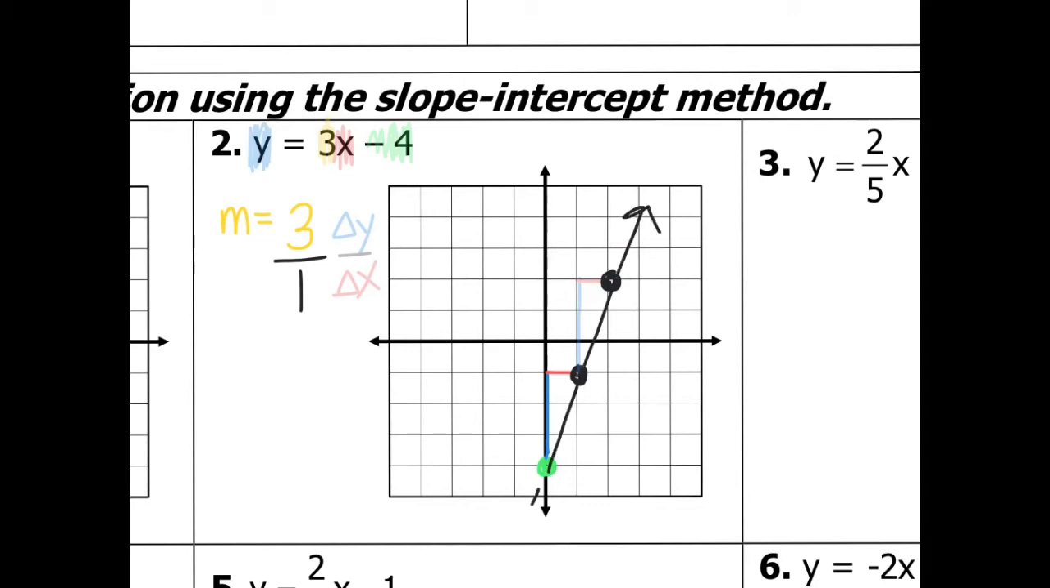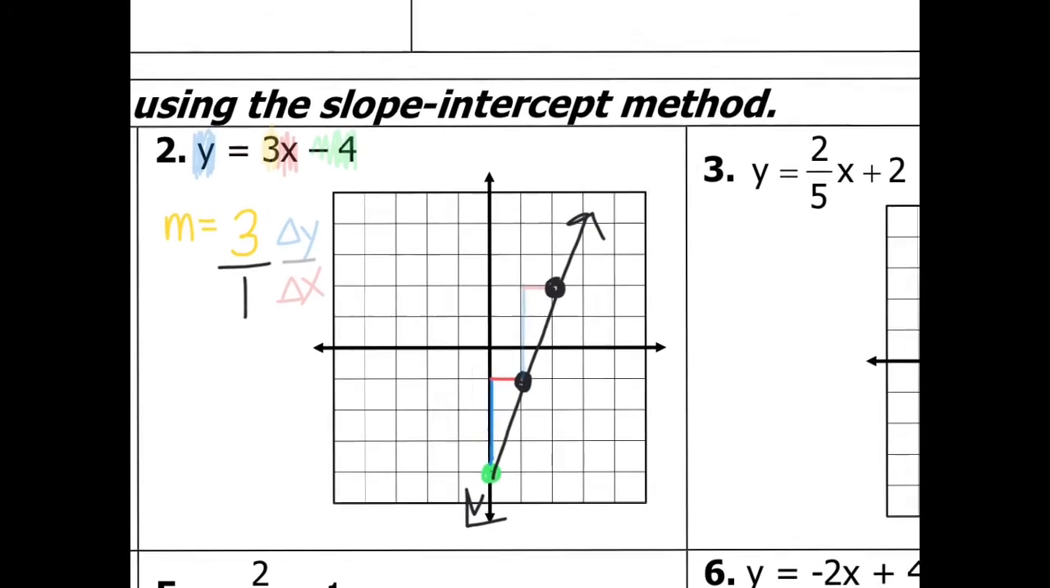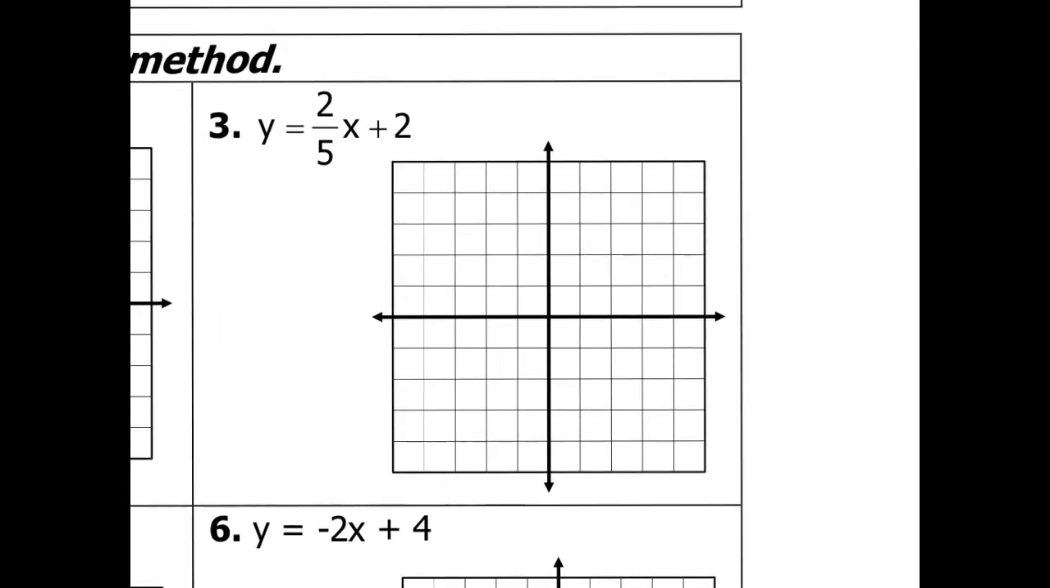Maybe we should try one more like that. Let's try this one. All right, once again, I know that this is in slope-intercept format. I've got my y, my slope of 2/5, my pink x, and my green y-intercept. So let's go ahead and start graphing the y-intercept. We know that our line crosses the y-axis at +2. So go to your origin and go up 2.